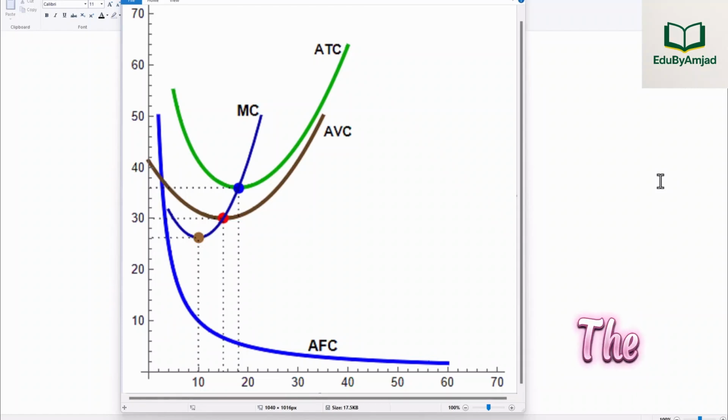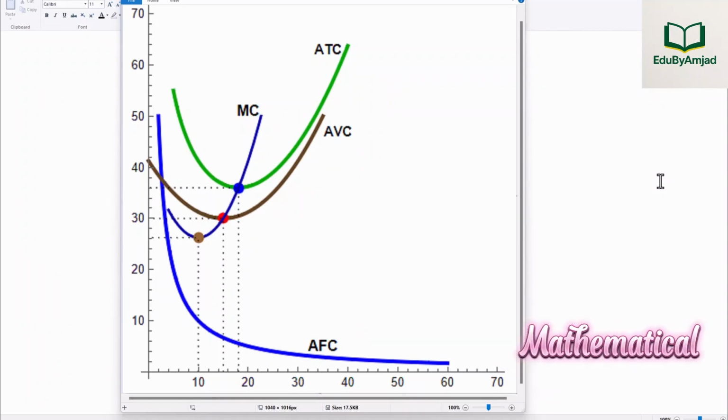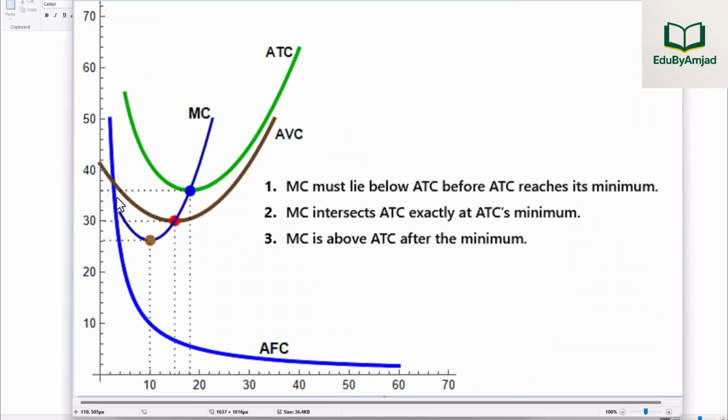Now let's turn to the key relationships among the four cost curves, all drawn together in a single diagram. First, we will identify these relationships. Then, we will explain the mathematical reasoning behind them. Pay close attention to the different portions of the curves, especially where we draw rectangles, to visualize these relationships clearly. Before average total cost reaches its minimum, marginal cost must lie below average total cost.